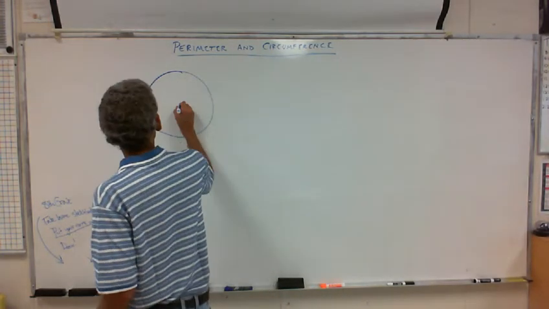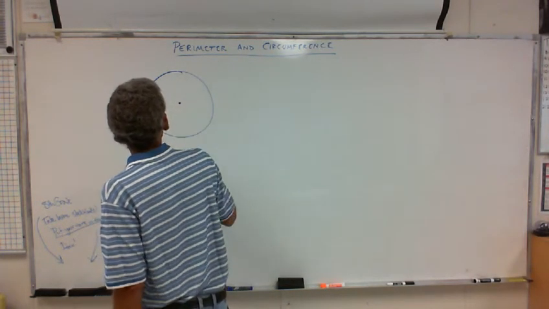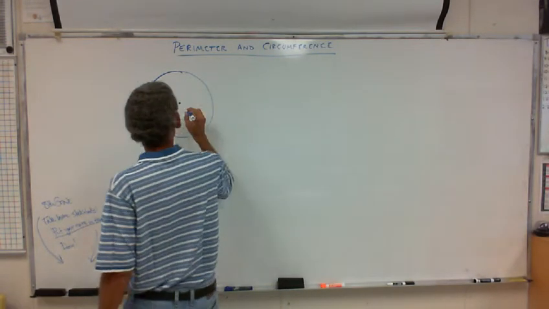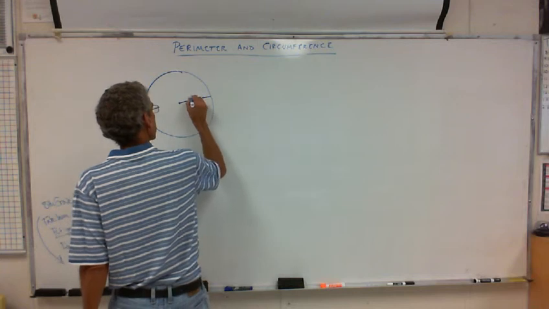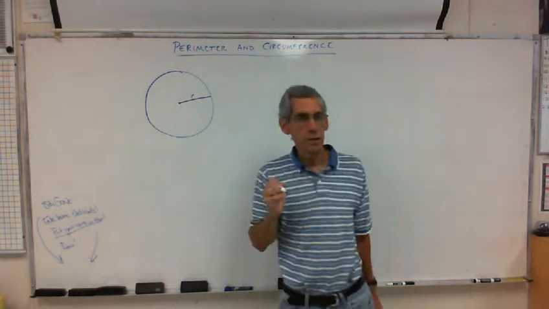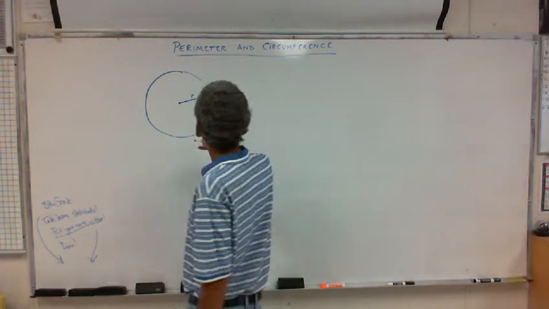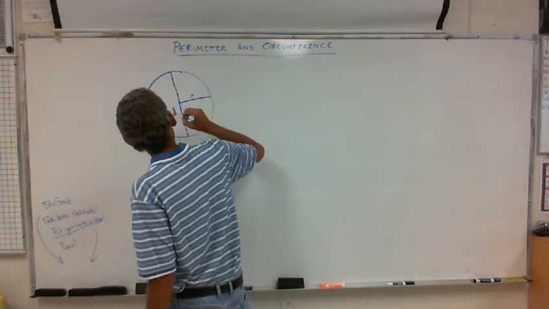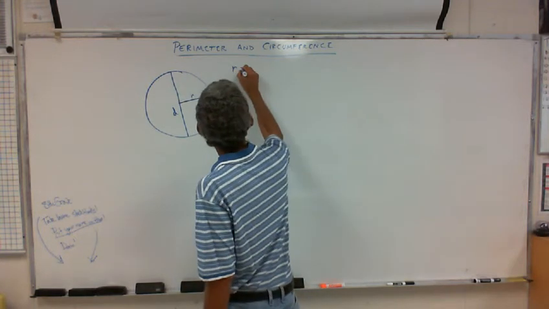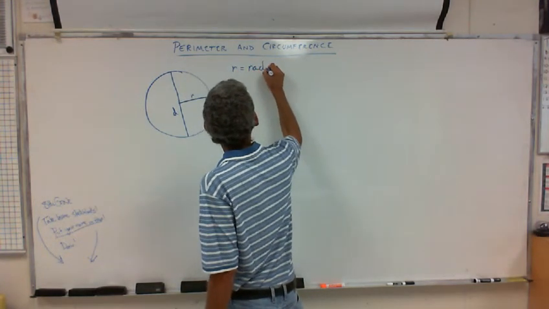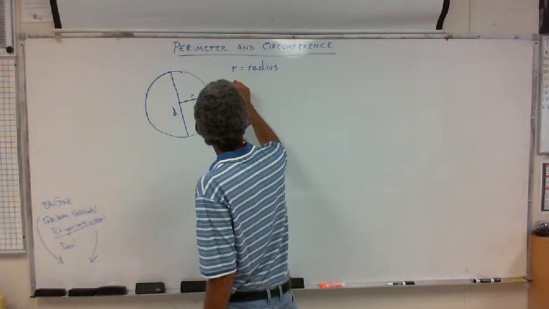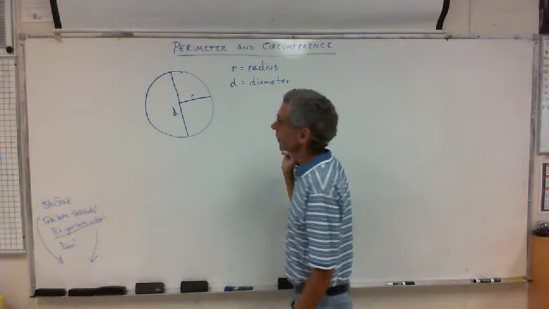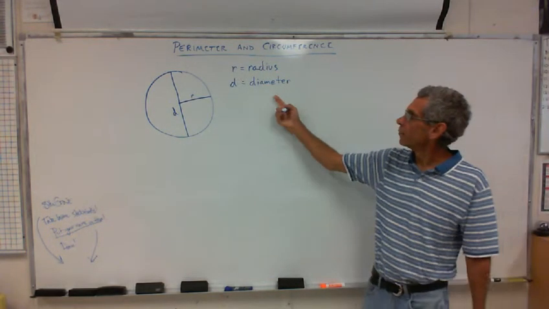if we have the center of the circle right here, right? And let's just say this is R. What does R stand for? Radius. And we'll say this is D. What does D stand for? All right, so R is radius. And then D is diameter. I never write in lowercase, it's very weird.